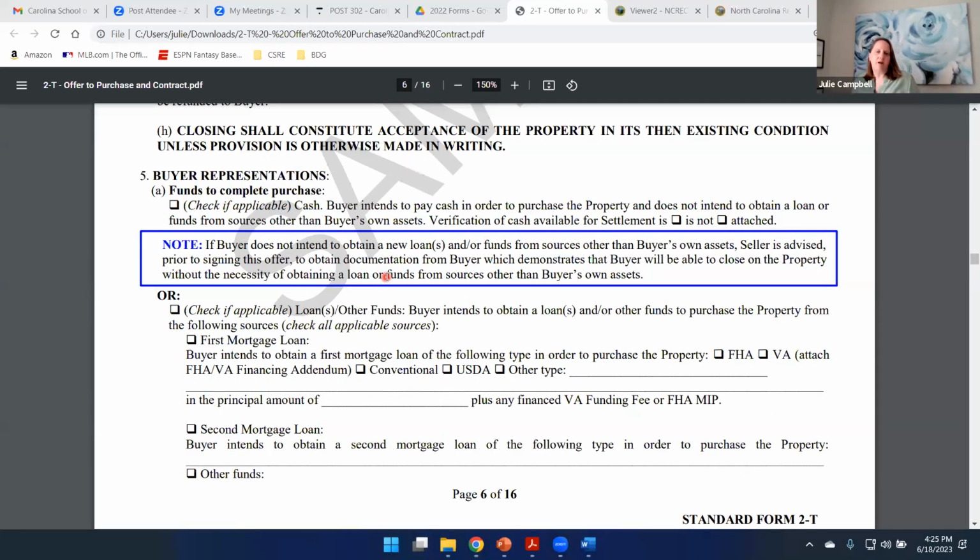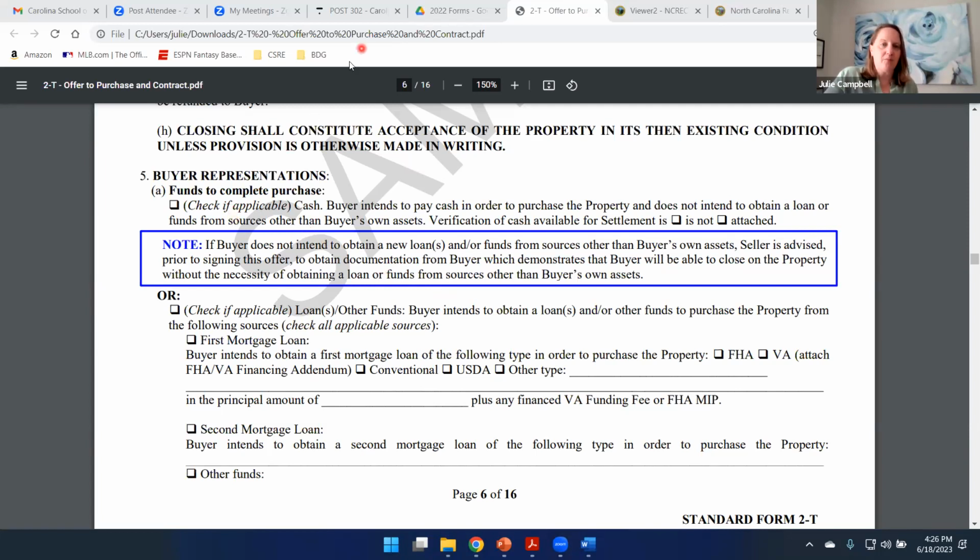Provision 5 is buyer representations. These are representations that the buyer's making to the seller. The seller should be able to rely on this information when deciding if they want to contract with this buyer. So the buyer's making statements, representations about various things.